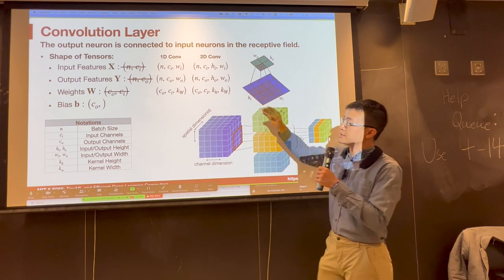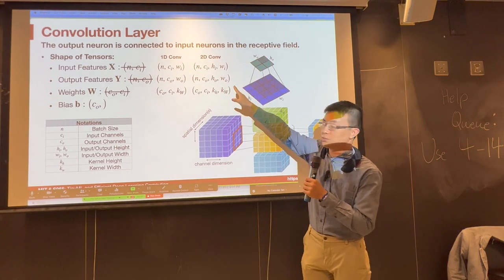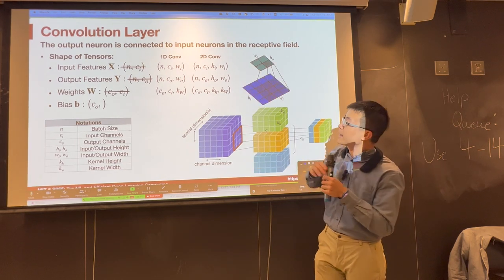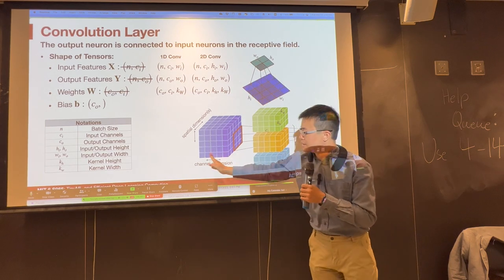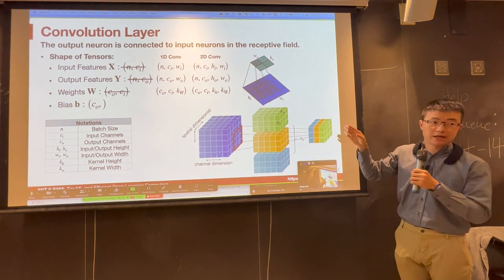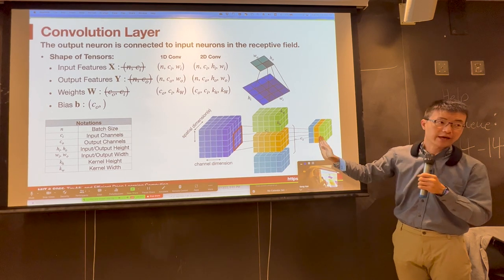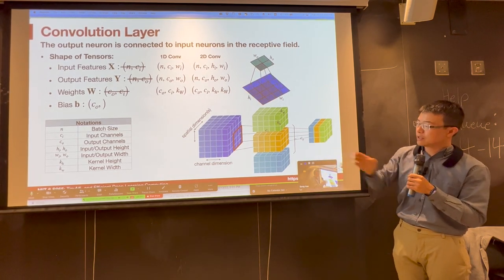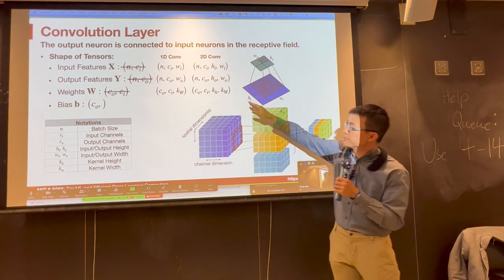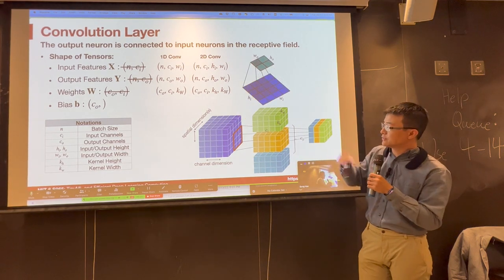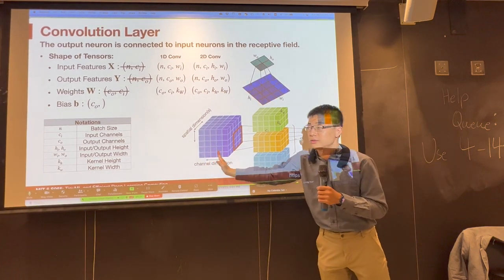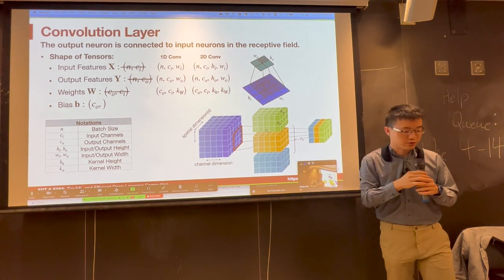So let's see, what is the dimension for the input feature in this case? We have N, which is the batch. If you have 10 images, then N equals 10. And then we have this Ci dimension, which is the input channel, and H and W. For the output feature, N is the same, the batch is the same, but the channel can change. In this case, the output channel is only 3 rather than 5, and then H and W become 3. And the size of the weight equals Co, which is the number of kernels, and Ci, which is equal to the input channel, and also KH and KW, which is 3x3 in this case.